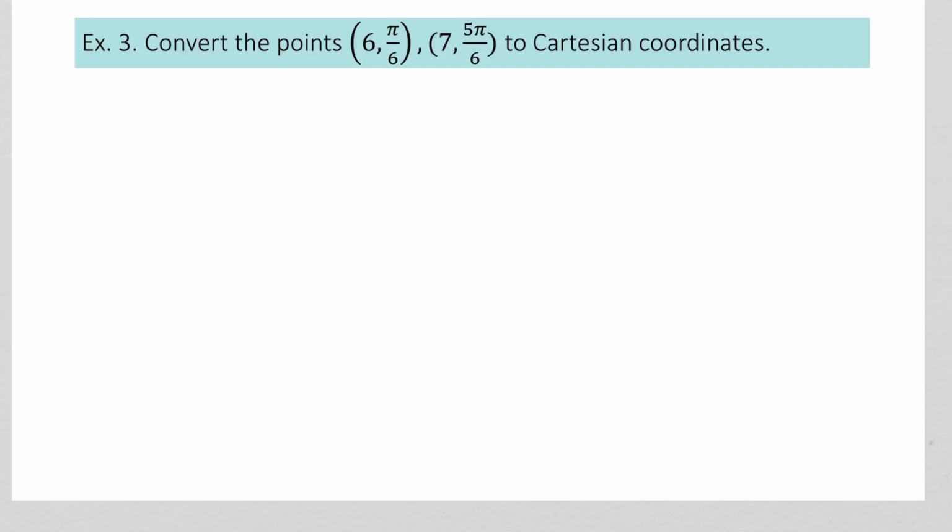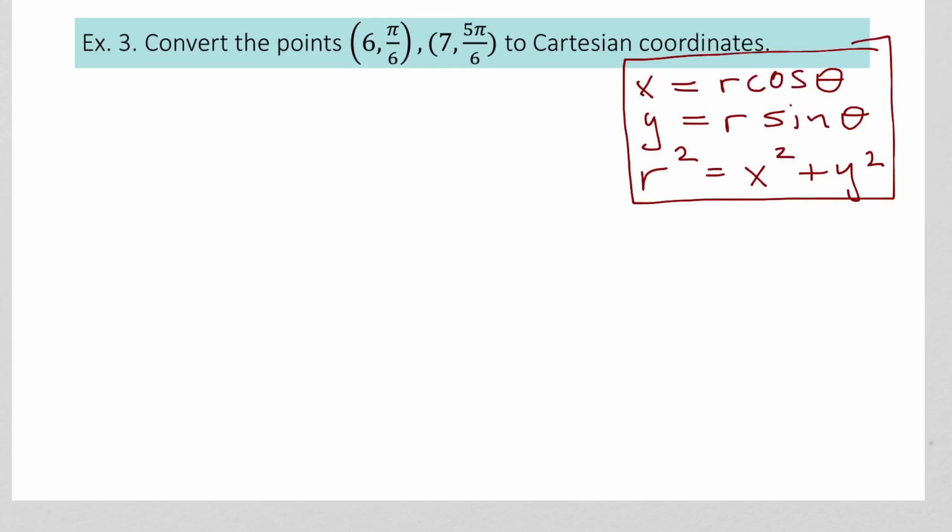Okay, in this first example, we're going to convert two points to Cartesian coordinates. So our relationships are as follows. So these are our relationships between all of our coordinates in Cartesian and polar coordinates. So we're given polar coordinates here, and we're going to convert to Cartesian coordinates.